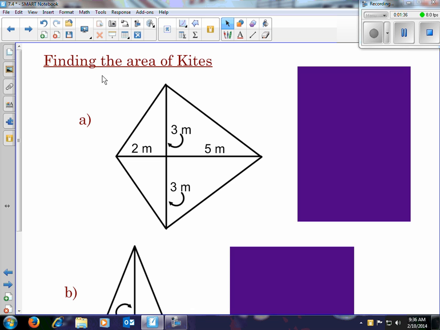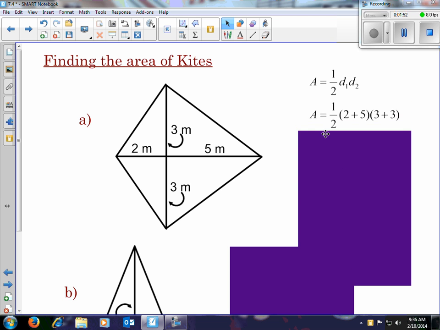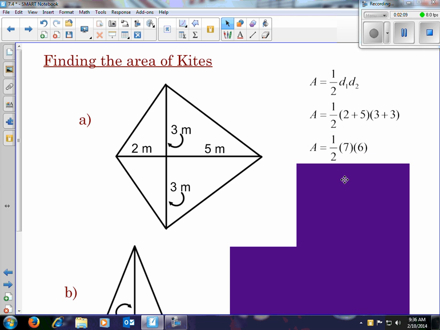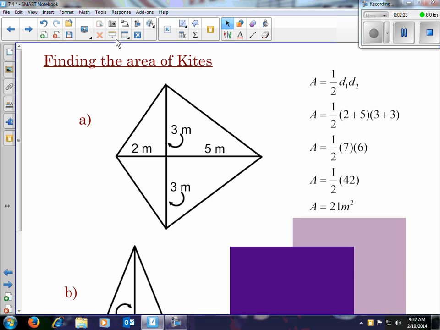Okay, so our first example, we have finding the area of kites. Now, our diagonal is going to be the length of this plus this. So we start out with our formula, which is area equals 1/2 diagonal 1 times diagonal 2. So then we have area equals 1/2 of 2 plus 5 for our first diagonal, because we need this whole thing, times 3 plus 3 for our second diagonal. Then we end up with area equals 1/2 of 7 times 6. So we have 7 times 6, which is 42. So we have half of 42, which is 21. And don't forget our label, which is meters squared.